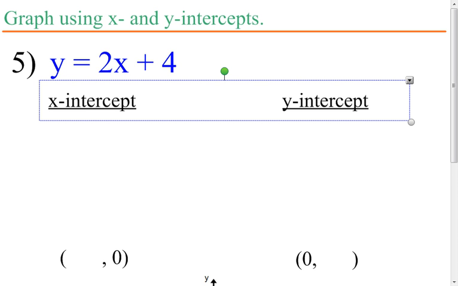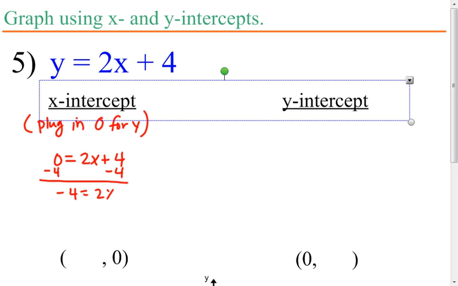All right, one more really quickly here. Again, to find the x-intercept, you will plug in 0 for y. So then I will have 0 equals 2x plus 4, subtract 4, negative 4 equals 2x, divide by 2, and x would be negative 2. Okay? Again, I do not want you to tell me that the x-intercept is negative 2. It's not. The x-intercept is the coordinate negative 2, 0. Okay? Y is 0 in this case.